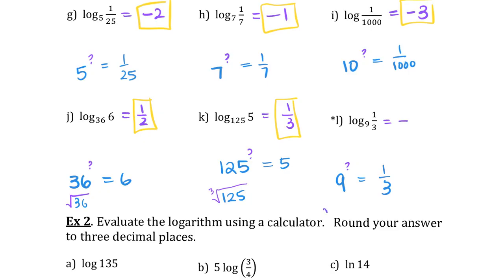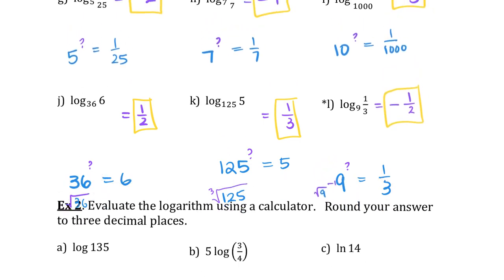I square root 9. So if I square root 9, I get 3. But then to make it go to the bottom, I had to make it negative. So this should be negative, and then the square root is the 1/2. Okay, and that's a harder question. Eventually we'll learn another way to solve this rather than just doing it in your head. But for now, that's a good way to do it.